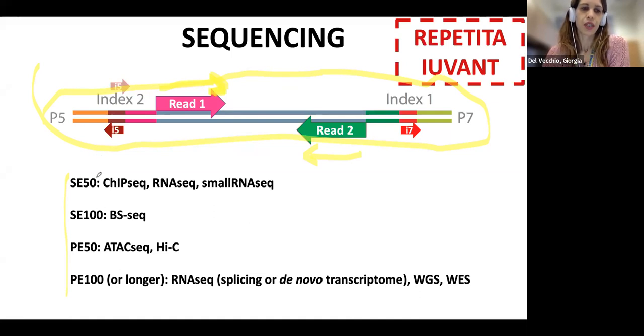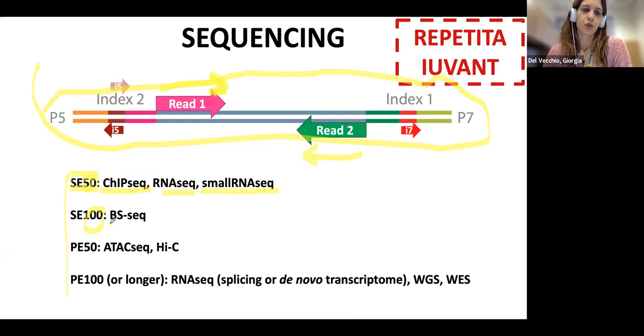And then we can choose between like 50 base pair, 100 base pair. And we can go up to 150, even 250 in Illumina platform. The length of the reads is something that we are setting. So we are going to ask for how many base pair we want. It really depends on the experiment. So if we have a ChIP-seq, RNA-seq to look at the differential gene expression, or if we want to look at the small RNA, we only need single end 50.